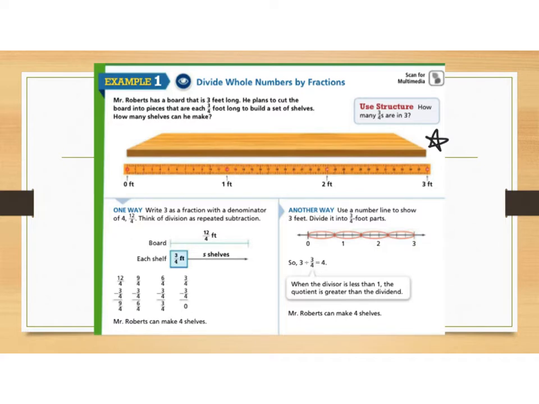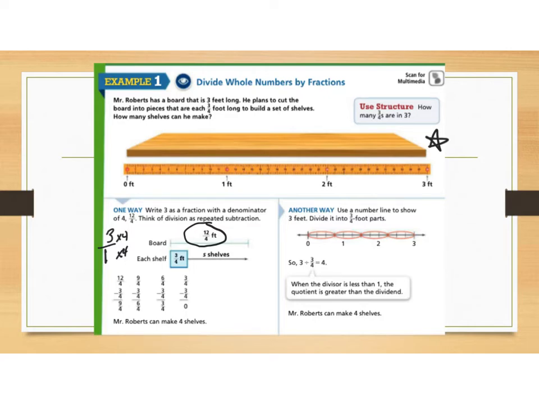Okay? So, if we want a 4 on the bottom, if we write 3 as a fraction with the denominator of 4, we have to multiply both the top and the bottom by the same number. When we do that, we come up with 12/4. Now, if each shelf needs to be 3/4 long, how many shelves can you get?